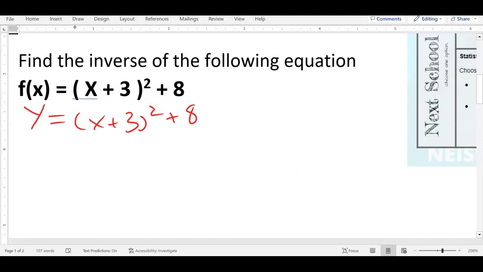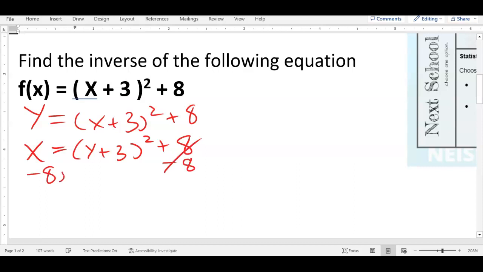And then again, x and y for inverses always switches, right? Okay. Is everyone getting this down for the warm-up, especially if you need to pass my class? All right, so x equals y plus 3 squared plus 8. Next step, what do I get rid of first? The 3, the squared, or the 8? The loner, 8, it's positive, so I'm going to subtract 8. Minus 8, minus 8. Remember, the minus 8 goes after the x. So x minus 8 equals y plus 3 squared.